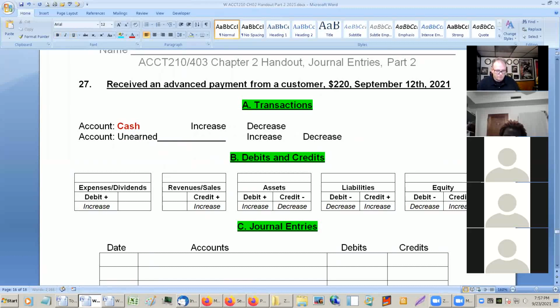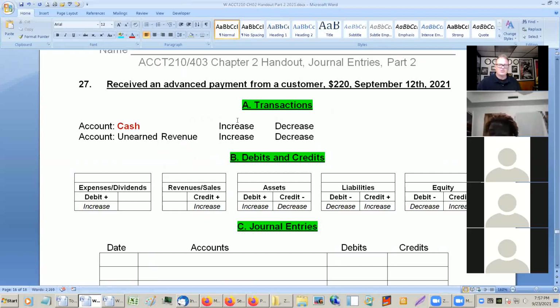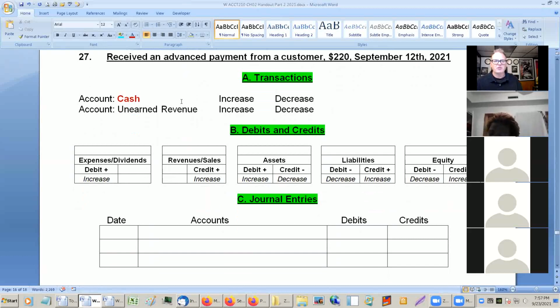And it's going to become accounts payable. Oh, it's cash and unearned revenue. Yeah, it's different in that they've actually paid us the cash ahead of time, in advance. And we haven't done anything. So it's just the opposite of the other one.